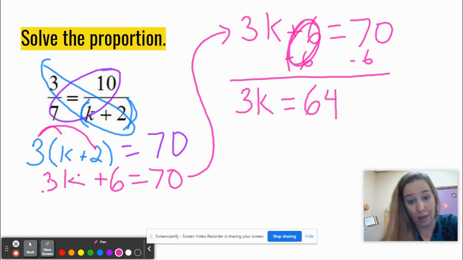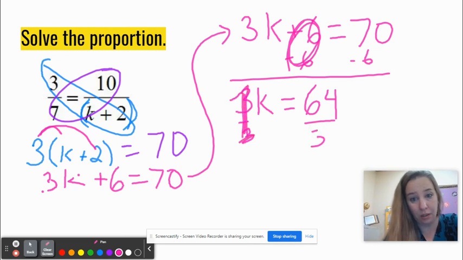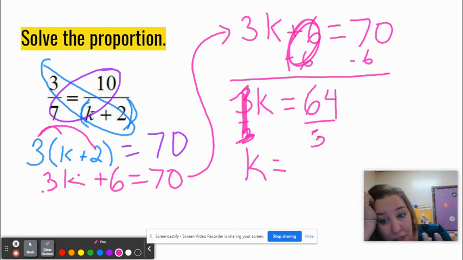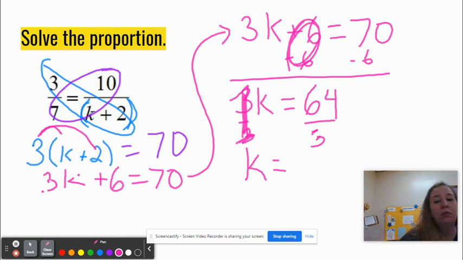3 times k, we undo that by dividing. So that kind of becomes a giant 1. K equals 64 over 3. So if you were being asked for an exact answer, 64 over 3 would do it. But if you are asked to round, 64 divided by 3 equals 21.333333. So we're going to say 21.33.